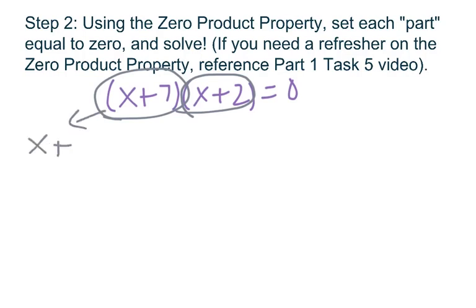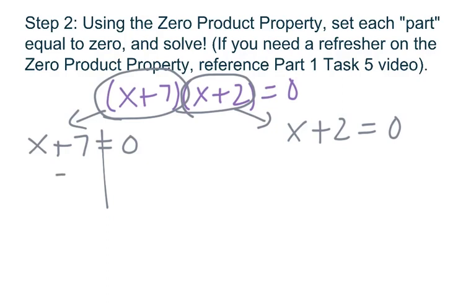So we're going to set x plus 7 equal to 0, and totally separately we're going to set x plus 2 equal to 0. Now if you need more of a refresher on the zero product property, we talked about it all the way back in part 1, task 5. So you can look at that video if you need to. Now from here we just draw a line and solve for x.